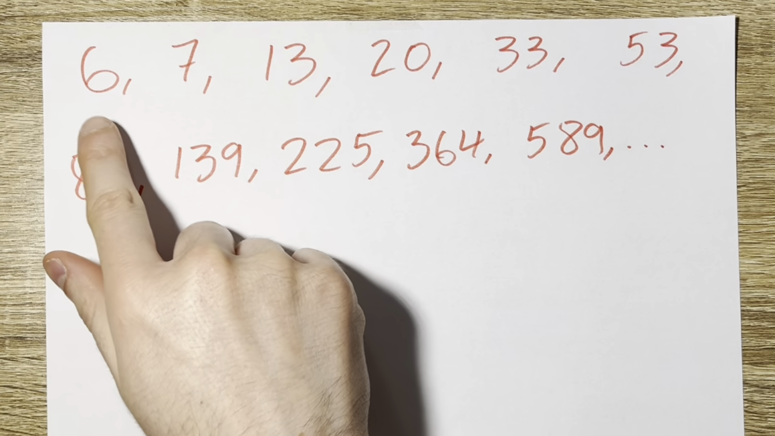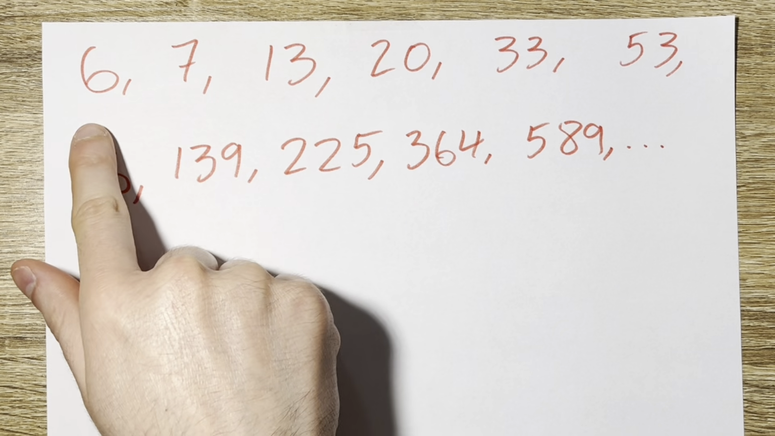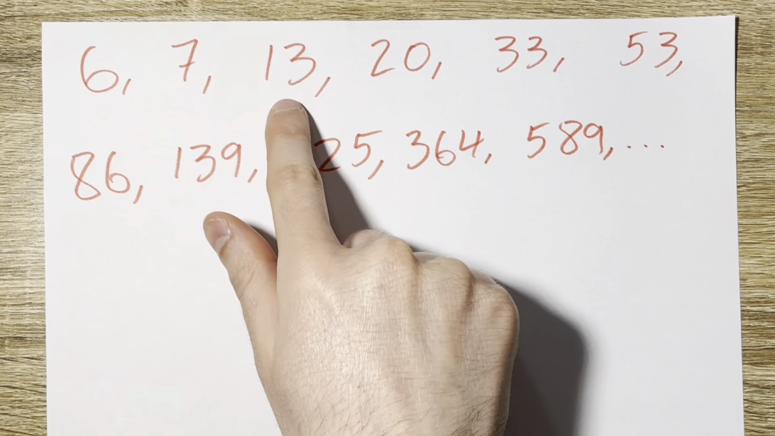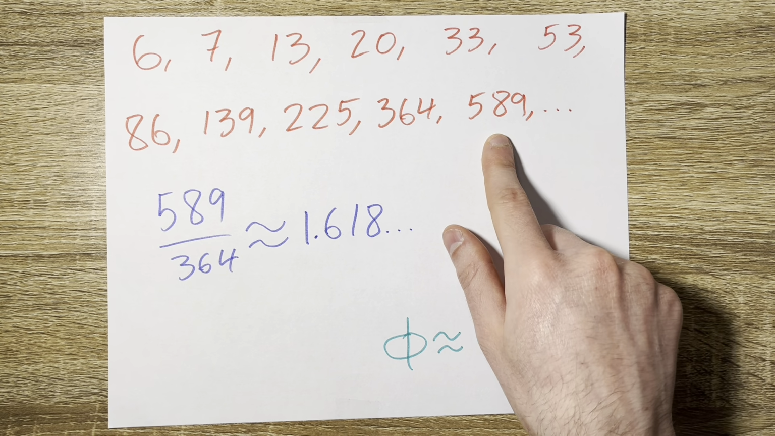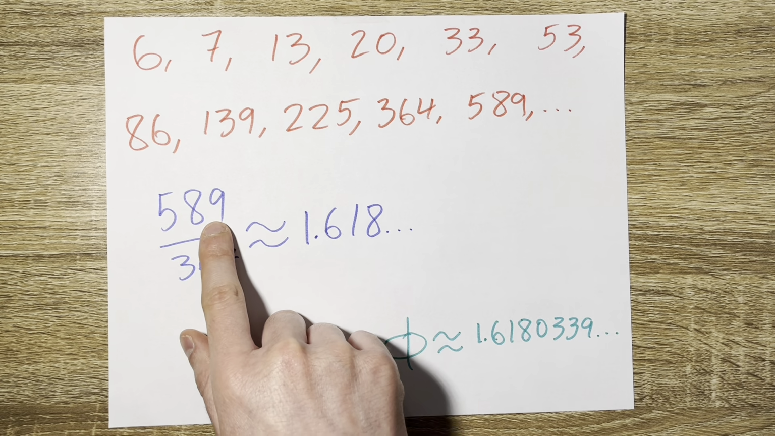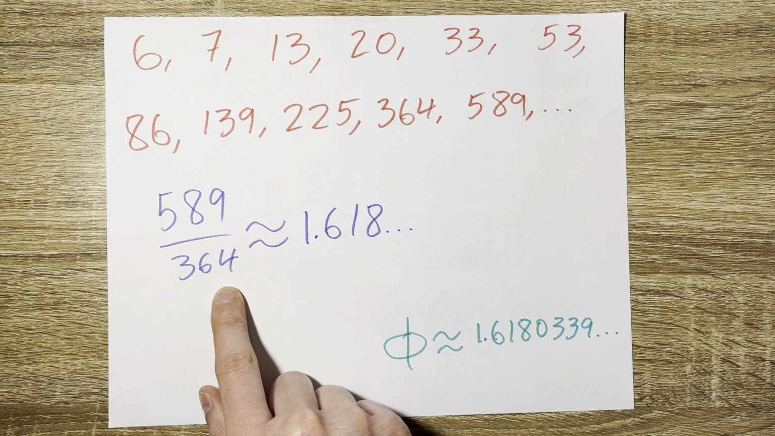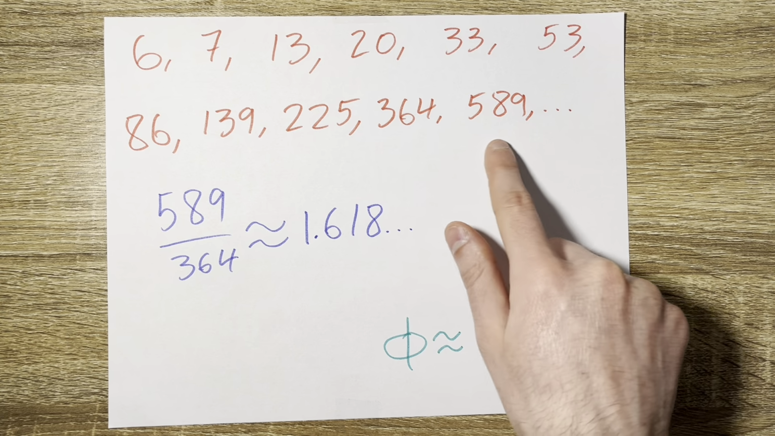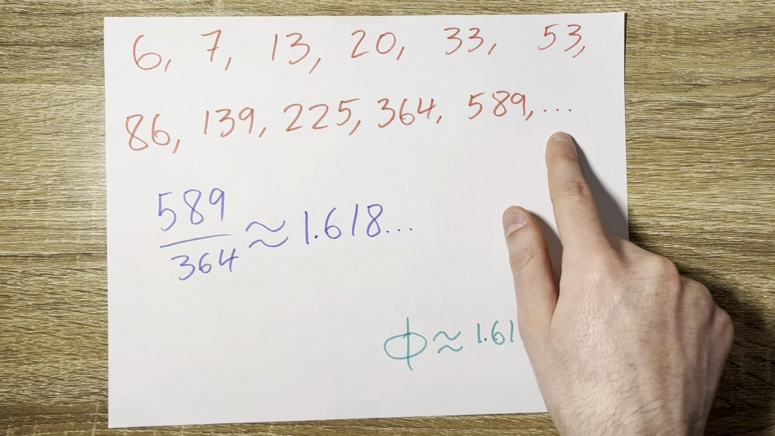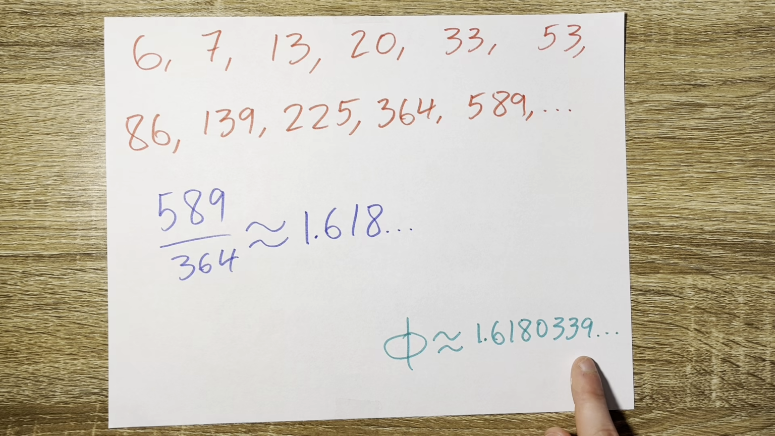What's even more interesting is that this doesn't just work with Fibonacci numbers. For example, starting with 6 and 7, 6 plus 7 is 13, 7 plus 13 is 20, and so on and so forth. And when we divide two consecutive numbers, like 589 divided by 364, we get about 1.618. So again, we can see that as the numbers get larger, our result gets closer and closer to the golden ratio.